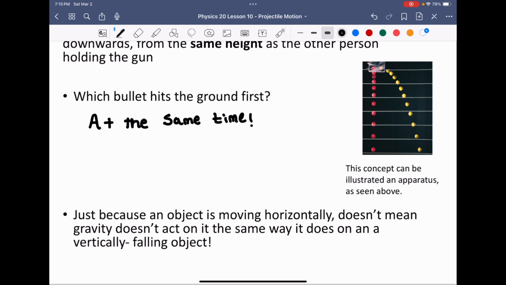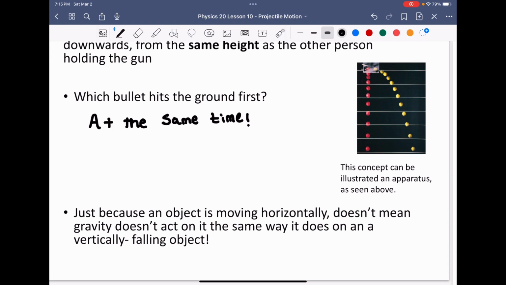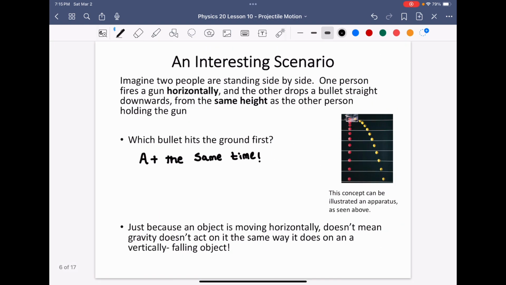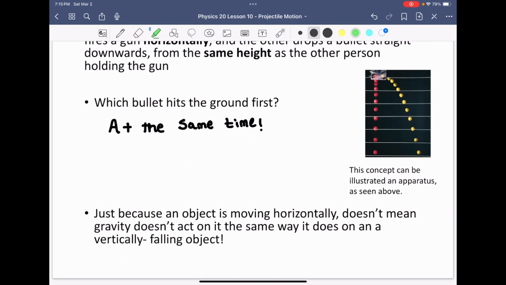And we could go further into this and say the following. The reason they hit at the same time is that just because the object is moving in the horizontal direction, it does not mean that gravity does not act on the object in the same way as when falling vertically. Whether I shoot it or whether I drop it, the object is going to fall at the same rate because they both experience gravity.